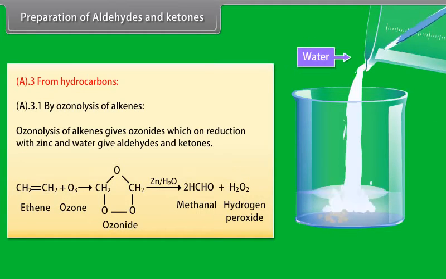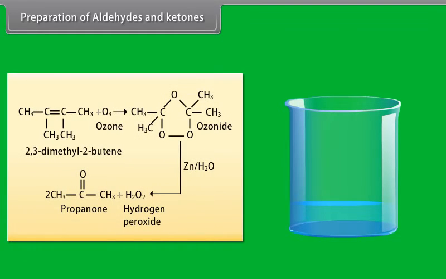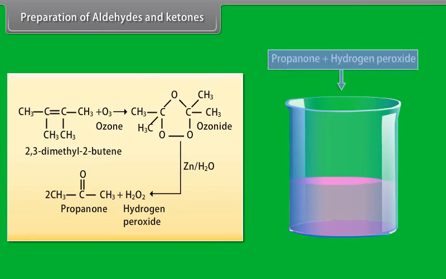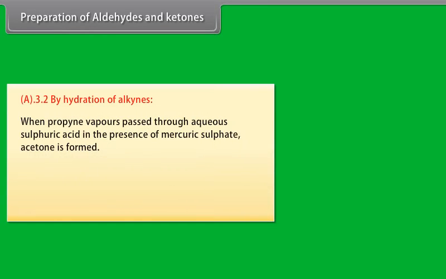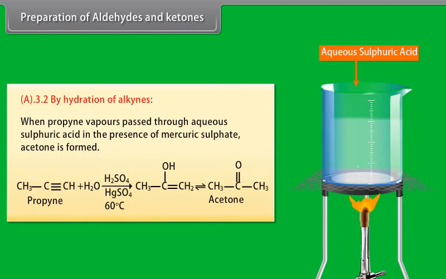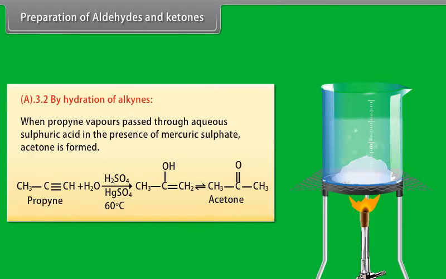When vapors of ethanol are passed over copper, then ethanal is formed and hydrogen gas is released. When vapors of isopropyl alcohol are passed over copper, then propanone is formed and hydrogen gas is released. Preparation of aldehydes and ketones. From hydrocarbons. By ozonolysis of alkenes. Ozonolysis of alkenes gives ozonides, which on reduction with zinc and water give aldehydes and ketones.